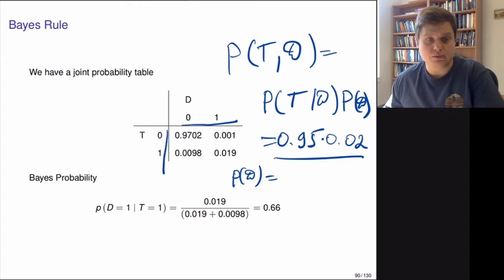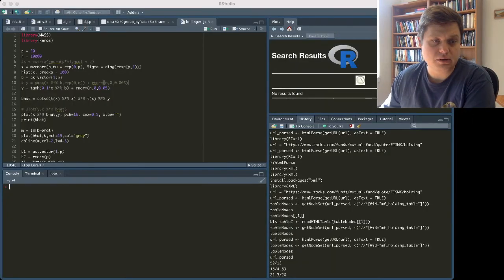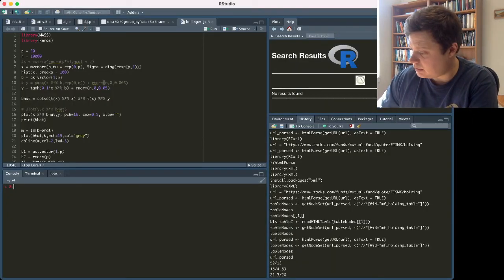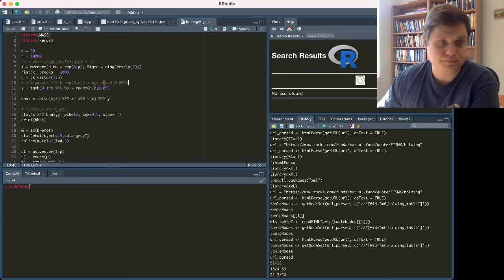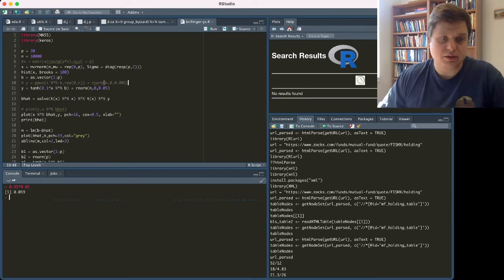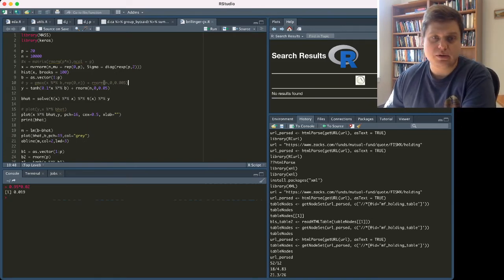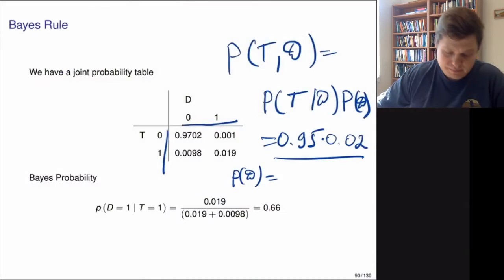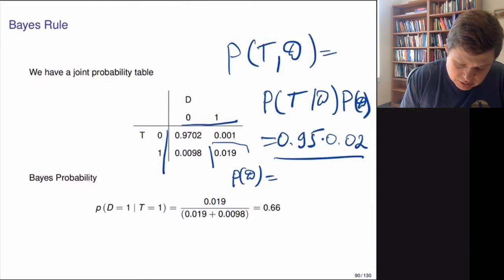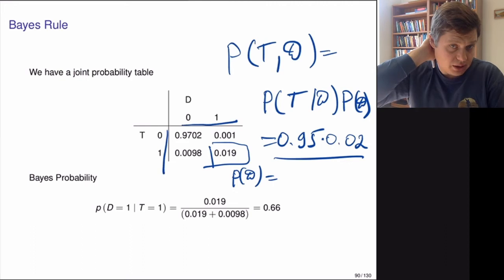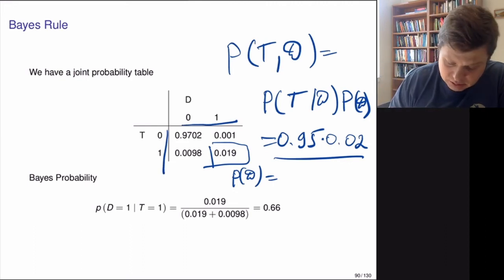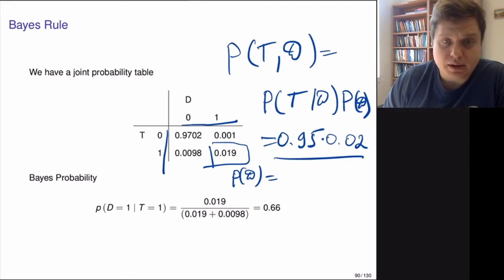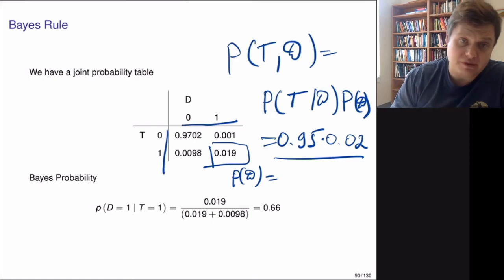So let's go to R and calculate that. So we have 0.95 times 0.02. So we have 0.019. That's exactly what we have in this table. Okay, 0.019 is the joint probability that a person is sick and tested positive on the medical exam. So that's how this joint probability can be calculated from conditional probability. Again, we have the rules that allow us to move between conditional and joints.